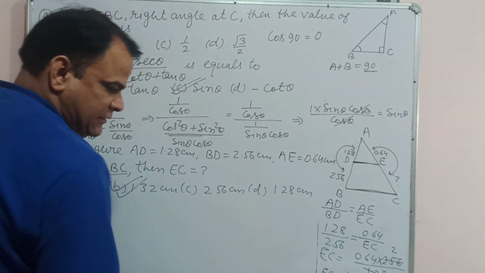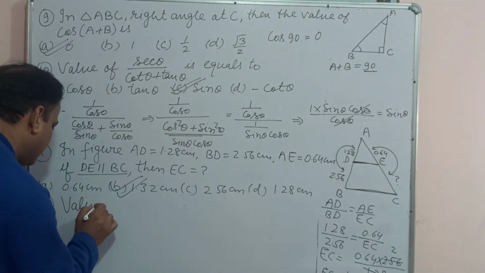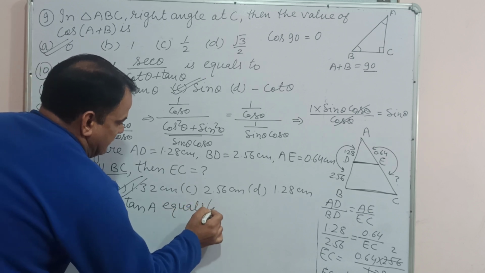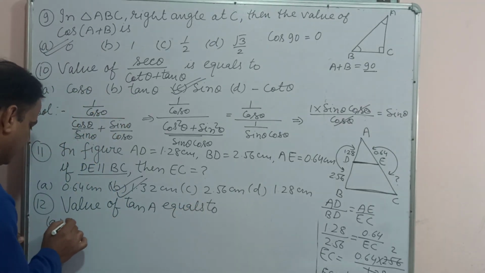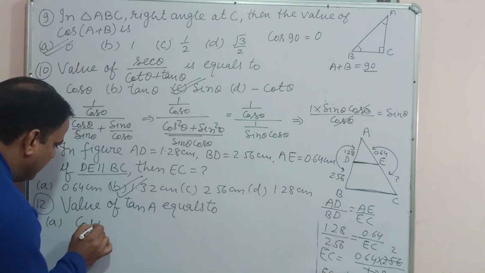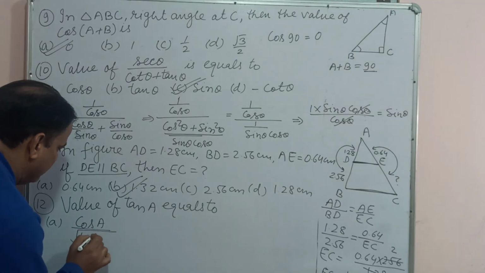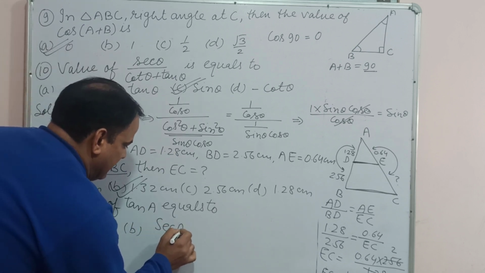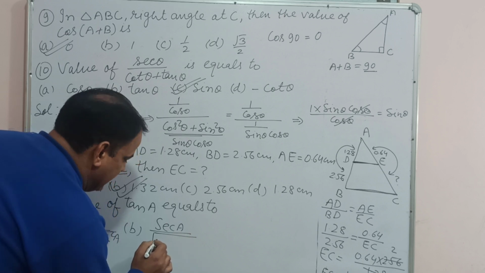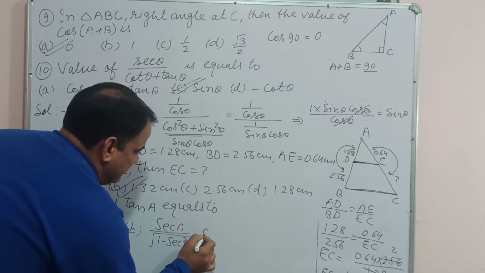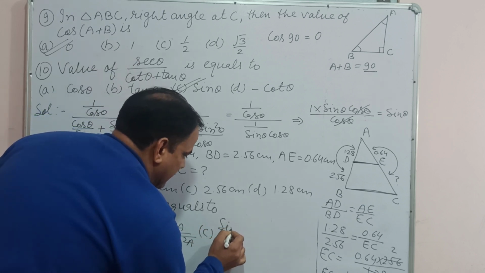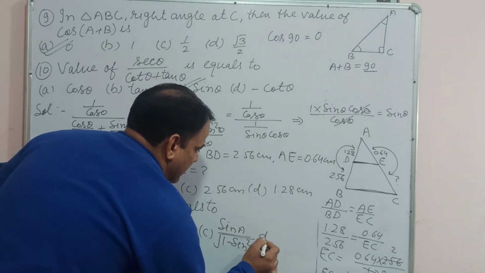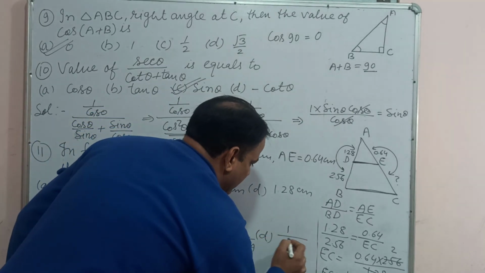Question number 12. Value of tan A equals, A option, cos A upon root 1 minus cos square; B option, sec A upon 1 minus sec square; C option, sin A upon under root 1 minus sin square; and D, that is 1 upon 1 minus sin square.